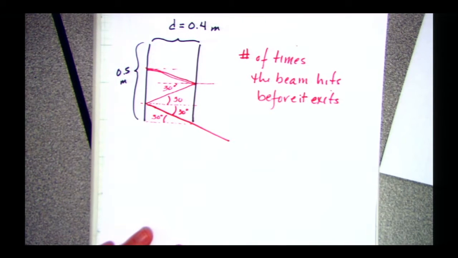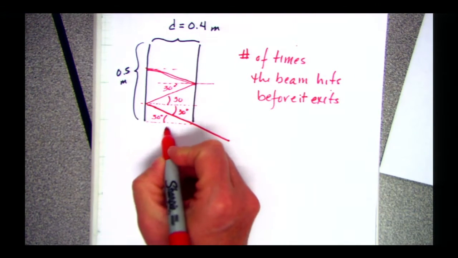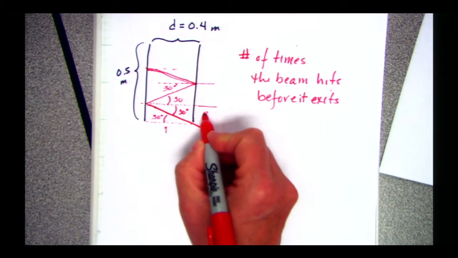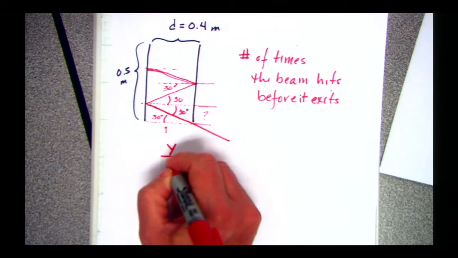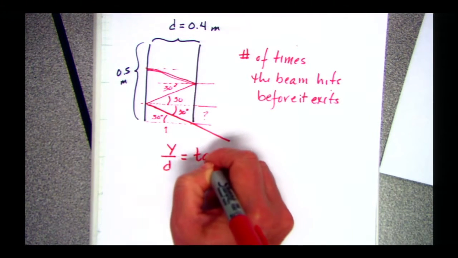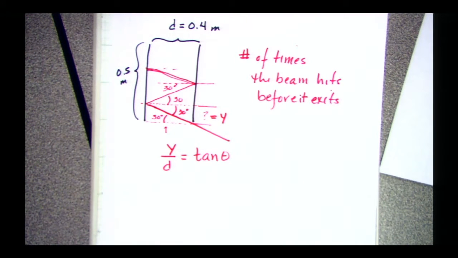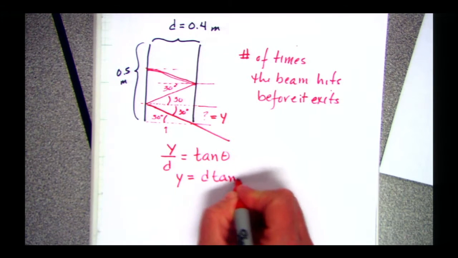Okay, we want to know the number of times the beam hits before it exits. So this just becomes a geometry problem. I know this side, I know the angle. I'm going to need to know this side, okay? So y over d is going to equal the tangent of the angle. This is going to be y. So y is going to equal d tangent of the angle.